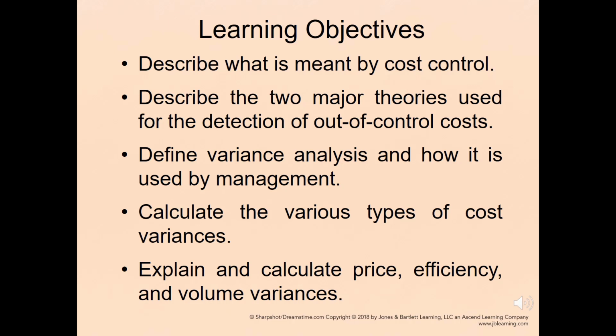The learning objectives for this chapter are to describe what is meant by cost control, describe the two major theories used for the detection of out-of-control costs, define variance analysis and how it is used by management, calculate the various types of cost variance, explain and calculate price, efficiency, and volume variances.